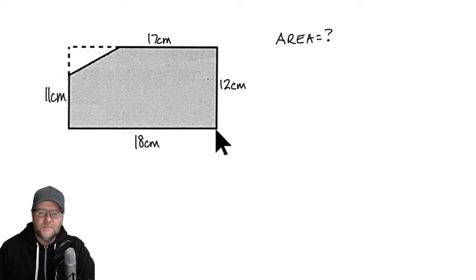Now, if I have a look at this, it's 18 centimeters across the bottom, 17 across here. That must mean this bit is 1 centimeter. So this is the bit I'm trying to find. If I can chop off that red shaded piece, then I'm good to go.